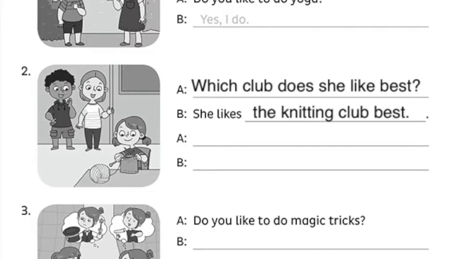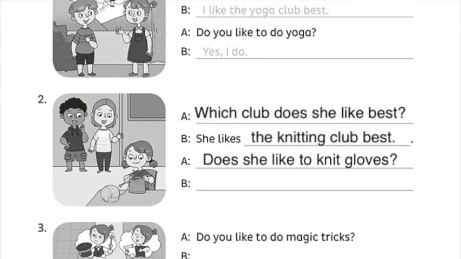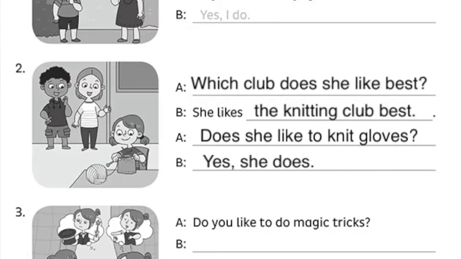What is the second question we can ask? Maybe we can ask if she likes to do the activity. So, does she like to knit gloves? And if we look at her face in the picture, she is happy. So we can say letter B, yes, she does. So the boy and the girl in the back are talking to each other, and they are talking about the girl who likes to knit. Maybe her favorite club is the knitting club.